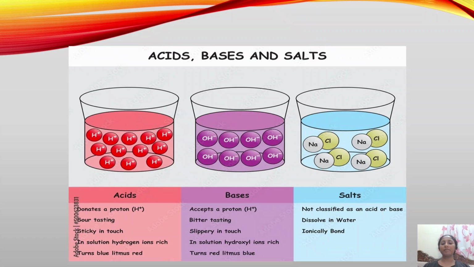Litmus paper is used for detecting the nature of acids and bases. We are using litmus paper to detect the nature of a solution, whether it is acidic or basic. We can call litmus paper an indicator. That means it indicates whether the solution is an acid or a base. Similarly, we can use so many indicators.